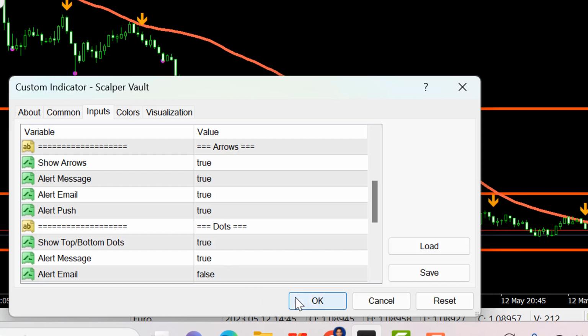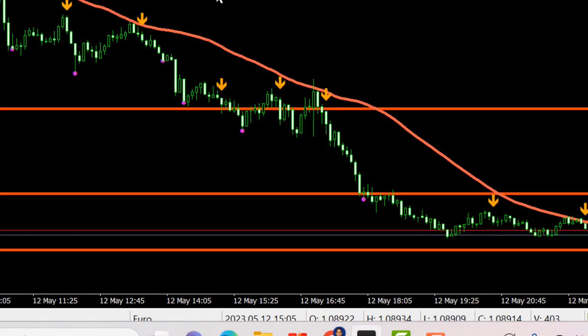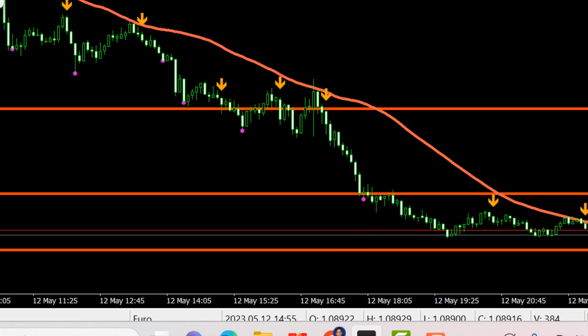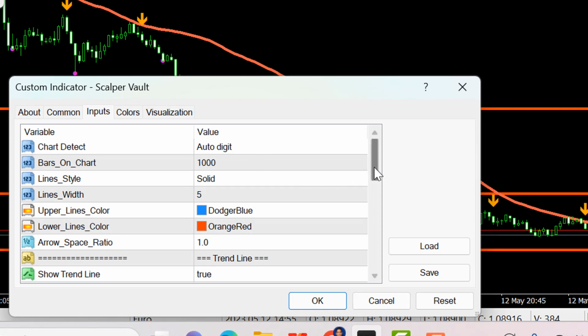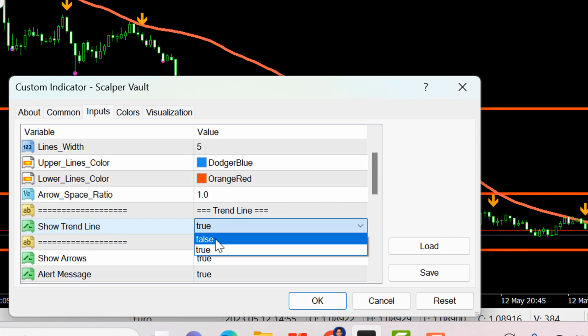Now let's see how to use the Scalper Vault. First, I will show how I use the Scalper Vault using the guns level. I will set the trend line off so that you will not be confused. I will set this to false.